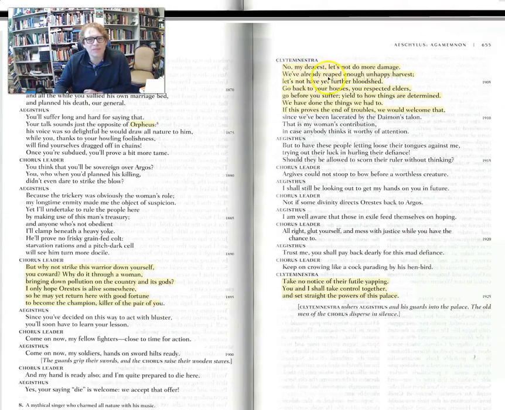She says, let's not do more damage. We've already reaped enough unhappy harvest. Let's not have yet further bloodshed. She stops it there. And they're going to, for a short time, but there's two more plays. And their son, Orestes, Agamemnon and Clytemnestra's son, is going to come home, and it's his responsibility now to revenge his father's death. And that's the stuff of the second play.